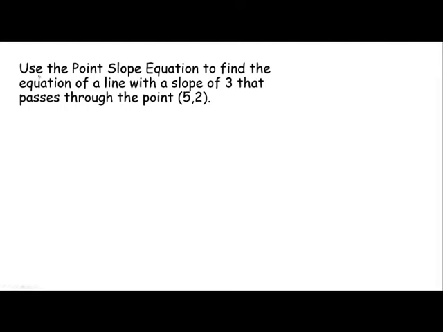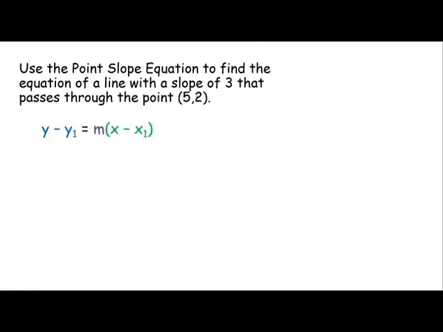Notice what the directions here say. It says use that point slope equation to find the equation of a line that has a slope of 3 and passes through the point (5, 2). Think about how this question is different from the questions we did in the previous lesson. In the previous lesson, we would have a slope, and they would give us the y-intercept, and then we would create our equation in slope-intercept form.